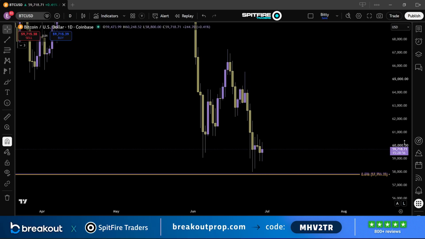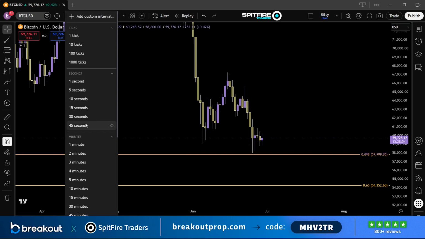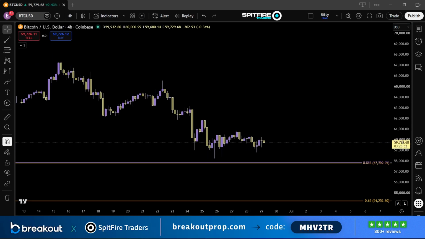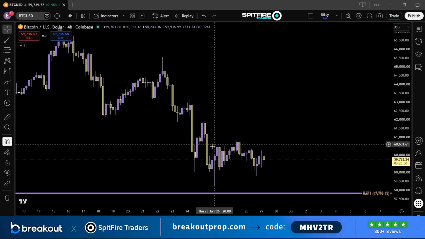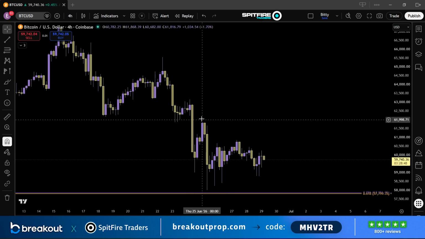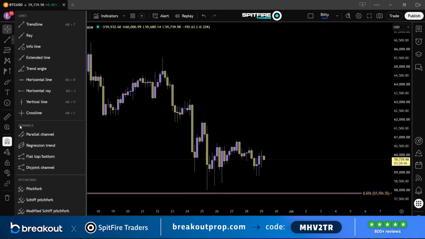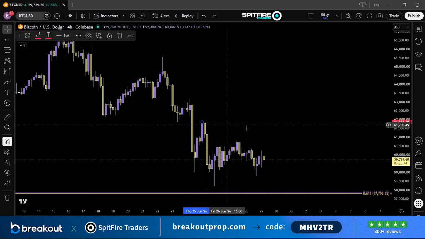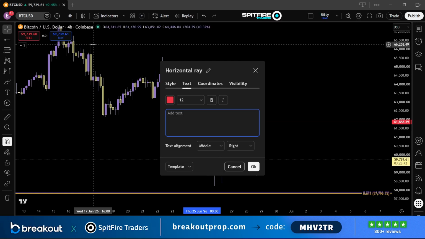In order to have a better idea, I will wait for a 4-hour market structure break, which in our case here, we have the main low. This would be the market structure break. So let's mark this one with a line and call it 4-hour market structure break.